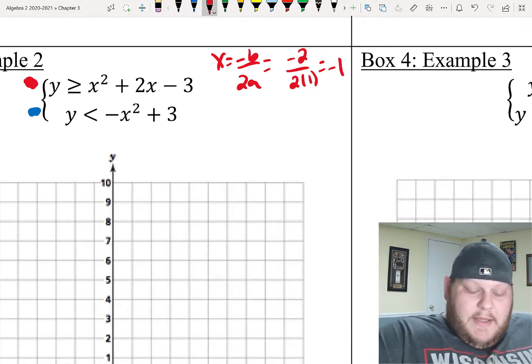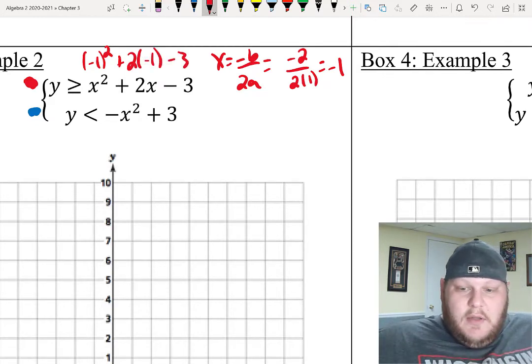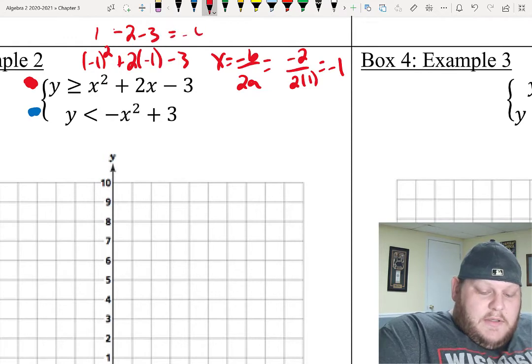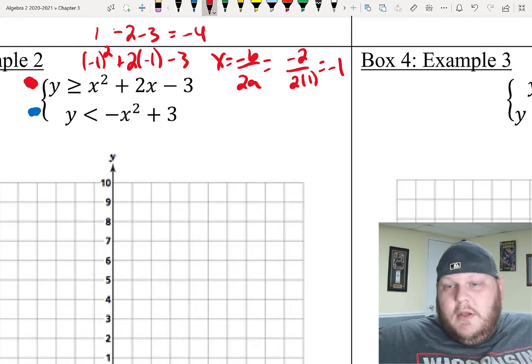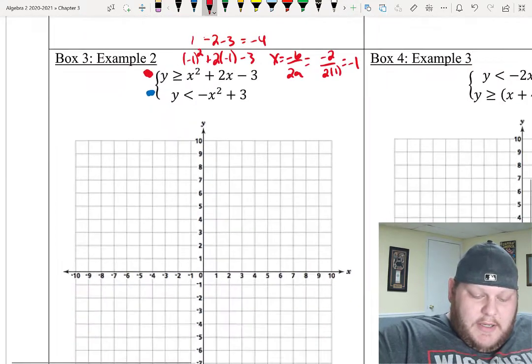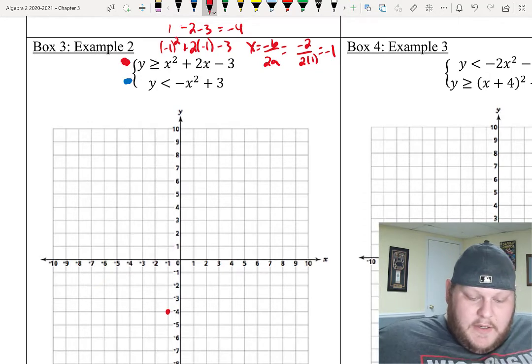So when I plug that back in, I get -1 squared plus 2 times -1 minus 3. And we end up with +1 minus 2 minus 3, which is a -4. So my vertex for that red graph is -1 comma -4. So go ahead and plot that point there.